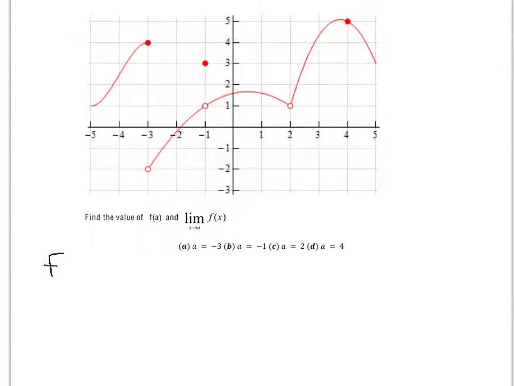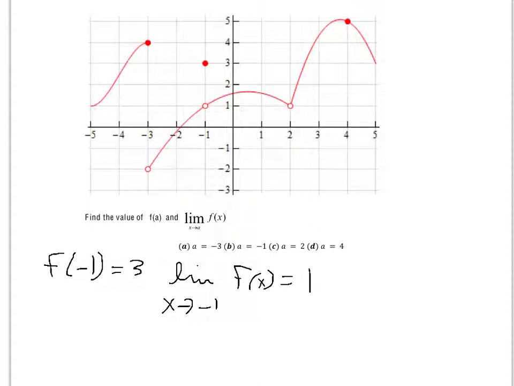Now, we'll run through these pretty quickly. f of negative 1 is 3. And what's the limit? As x gets closer to negative 1, from the left and from the right, that y value gets closer to 1. So in this particular case, there is a limit. It does exist. It's 1 as x gets closer to negative 1. And there is a point at f of negative 1, but they're not the same. So we will soon learn that that means that at that point the function is discontinuous, not continuous.